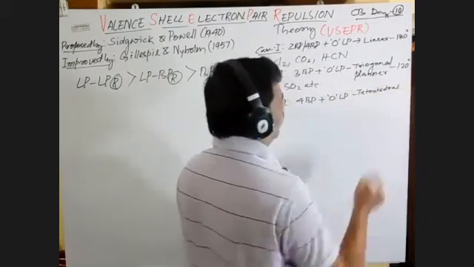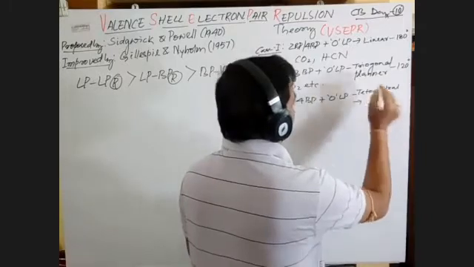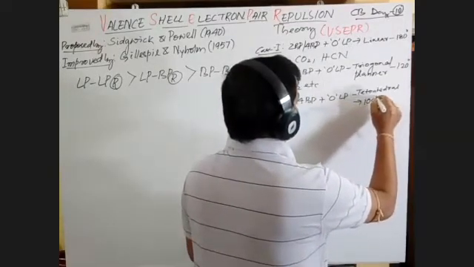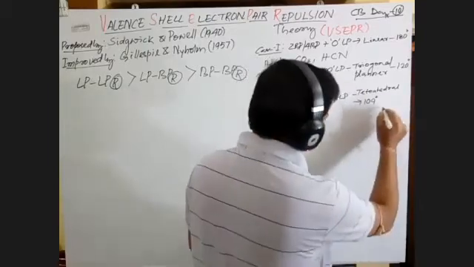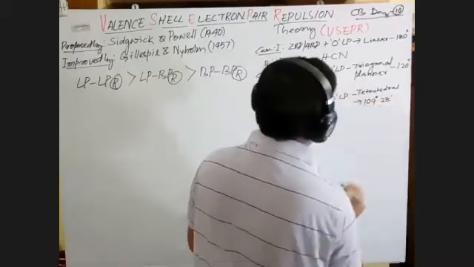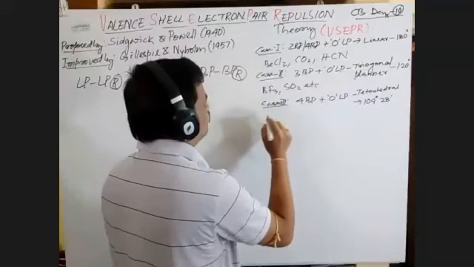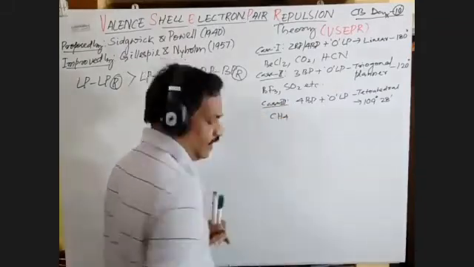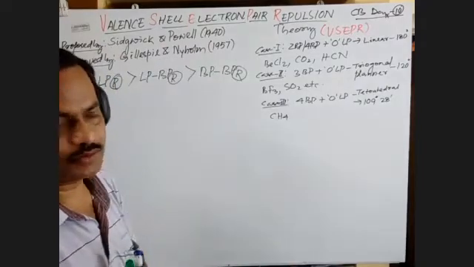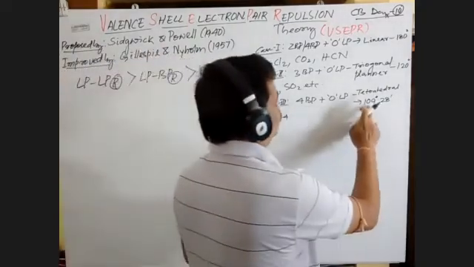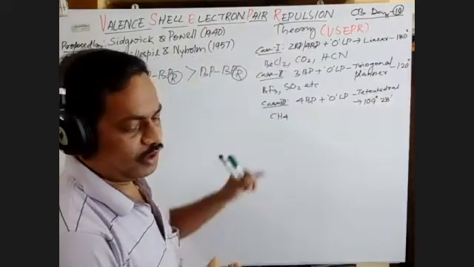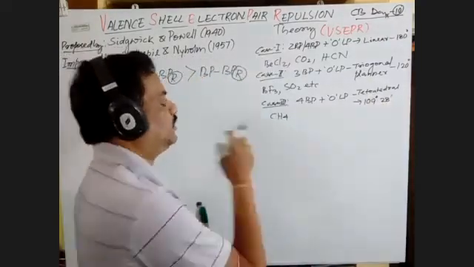What is it? A tetrahedral with a bond angle will be how much? Near about 109 degree 28 minutes. The example we have taken is methane gas, where the bond angle is 109 degree 28 minutes. So up to this we have discussed up to case 3.